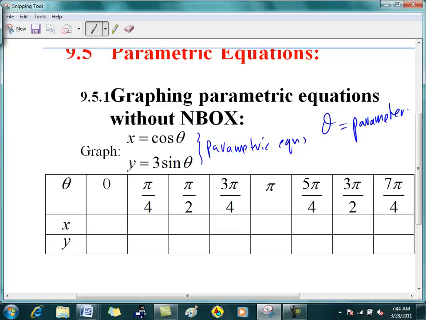So since you guys know your friends so well, fill this table in. If you have issues filling it in, get a calculator out. You're going to need a calculator anyway, because you know that cosine pi over 4 is going to be root 2 over 2. Well, how are you going to put root 2 over 2 on a graph paper? What's root 2 over 2? 0.707.